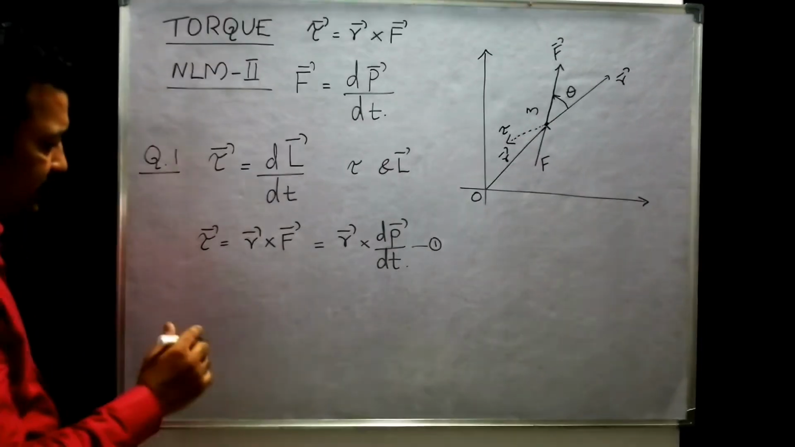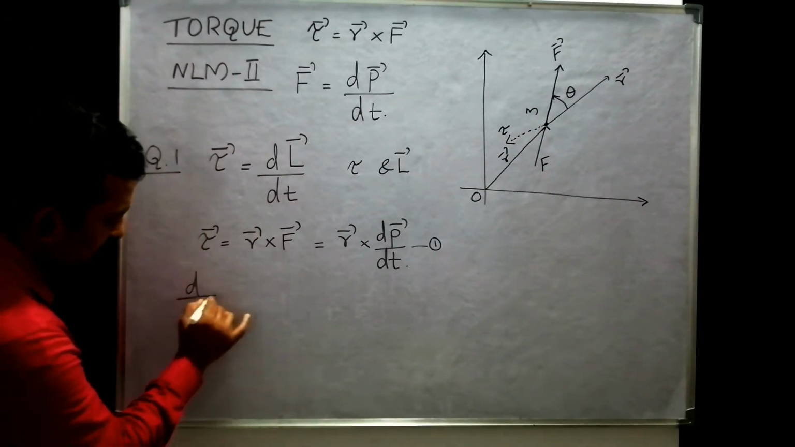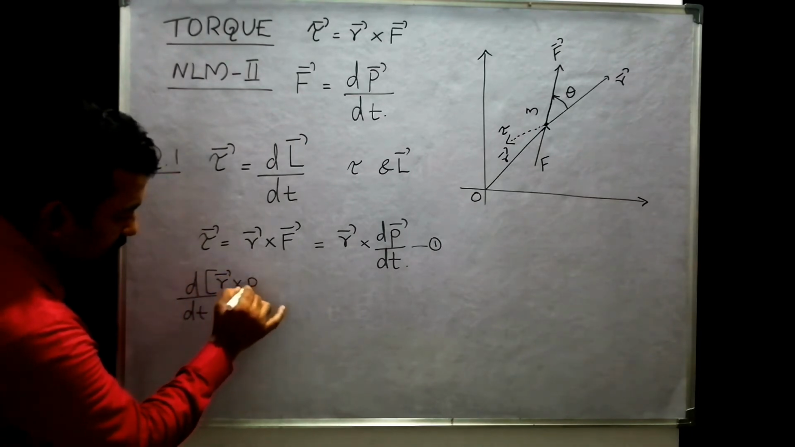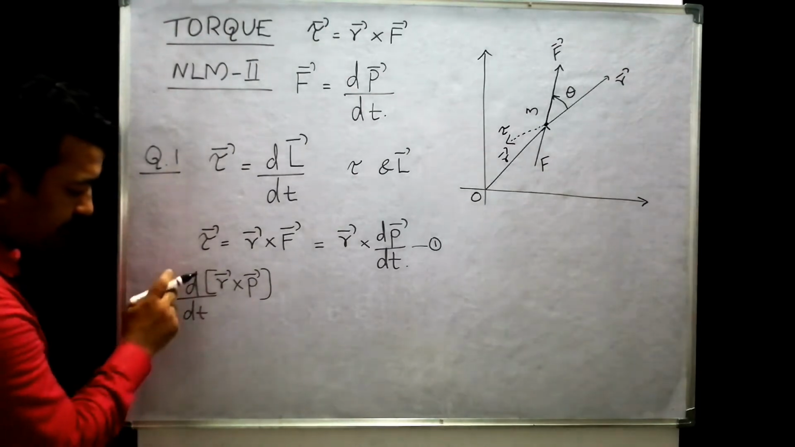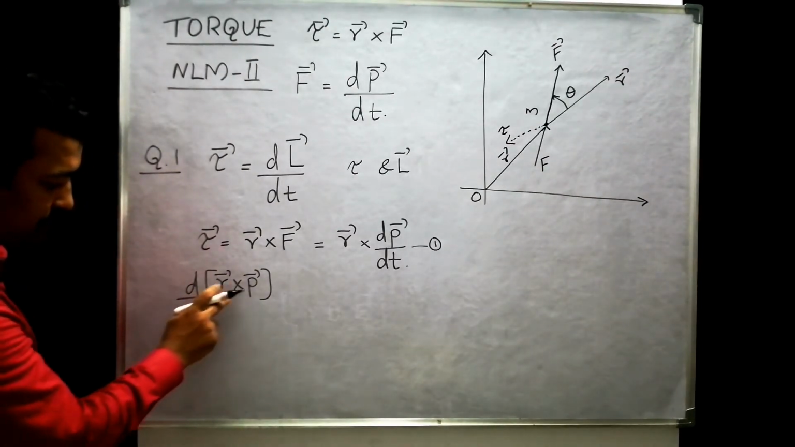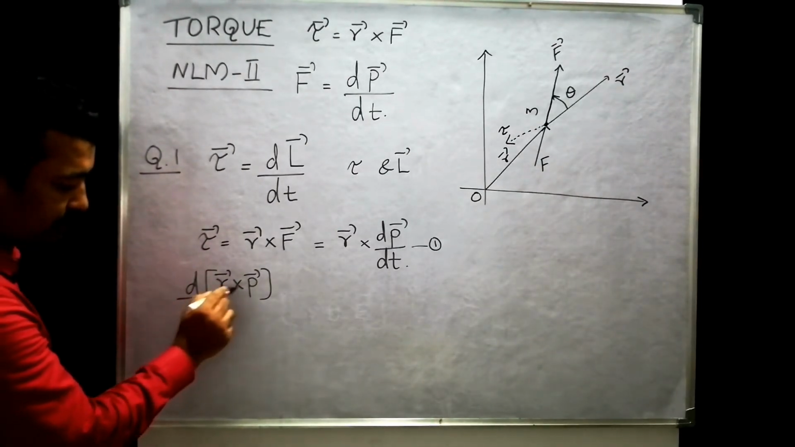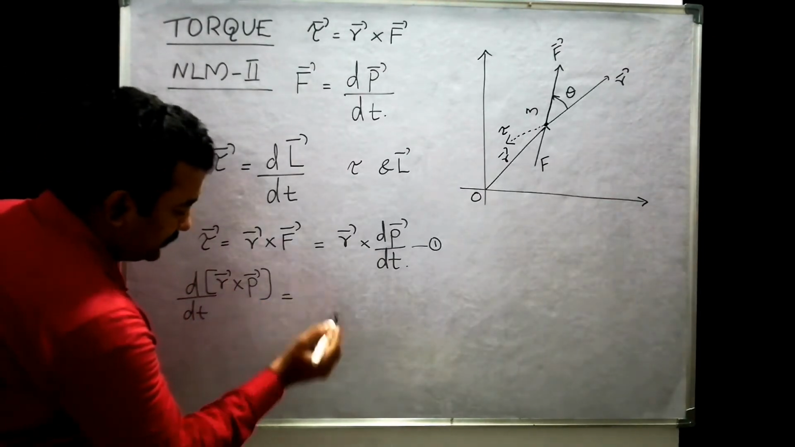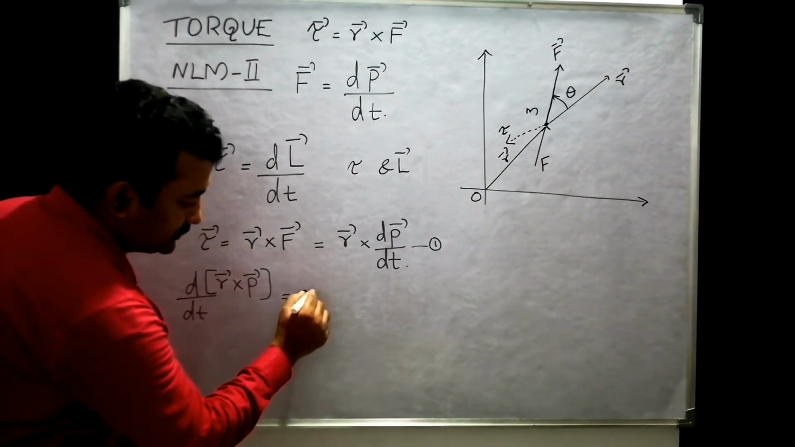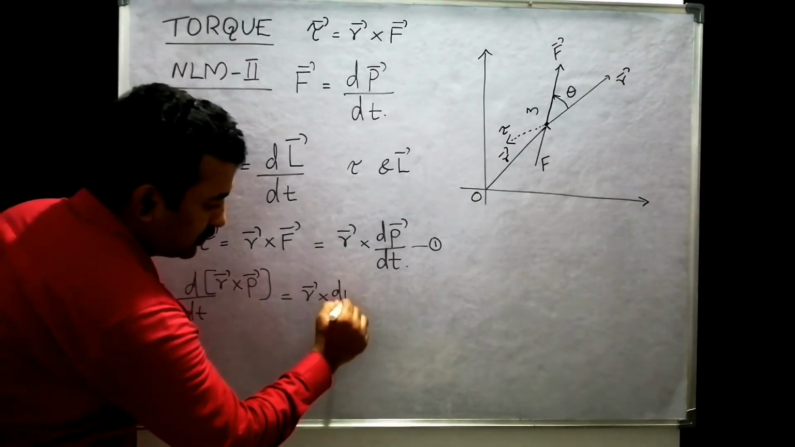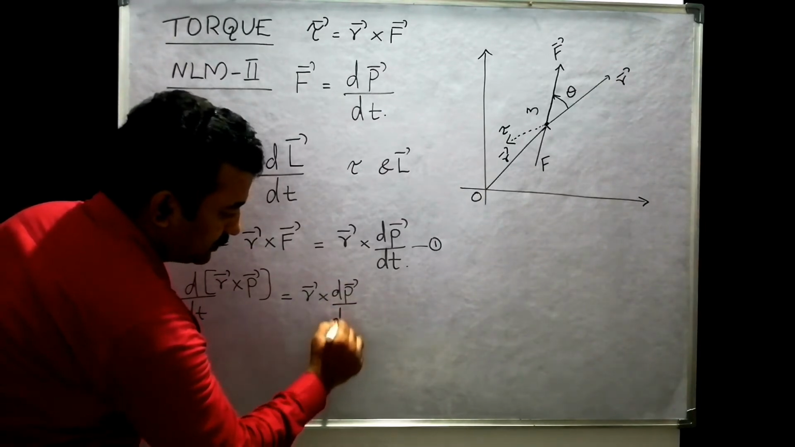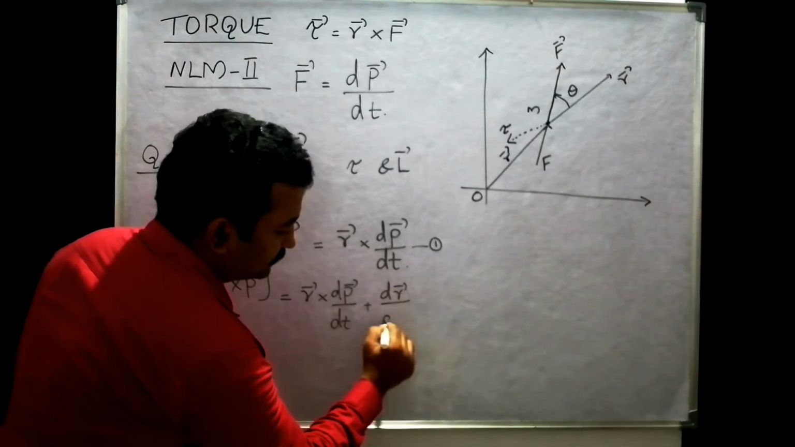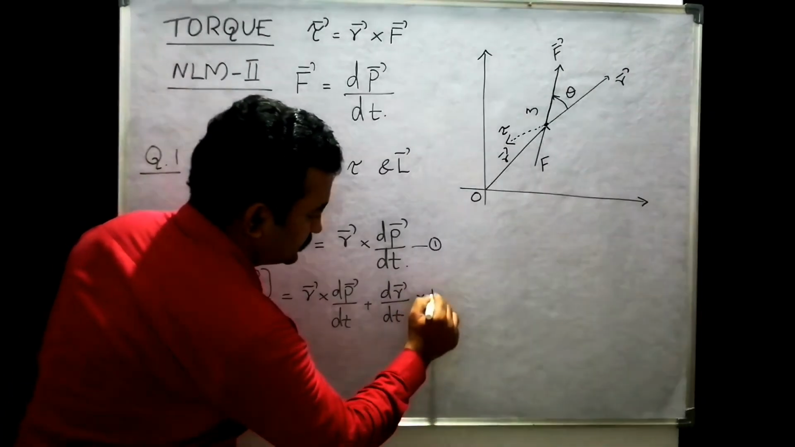Now let us check the product rule in calculus, which is d by dt of r cross p. You know all the parameters. d by dt means rate of change of quantity with respect to time. r cross p, a vector cross product which is inside the bracket. I can express this one as the first parameter into the differential of the second, plus the differential of the first cross p.